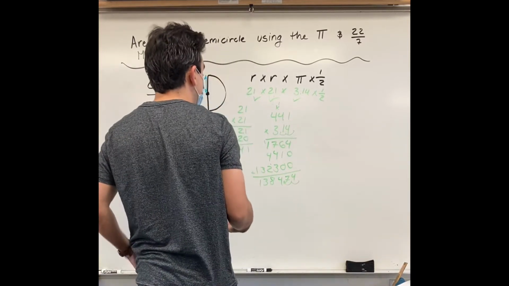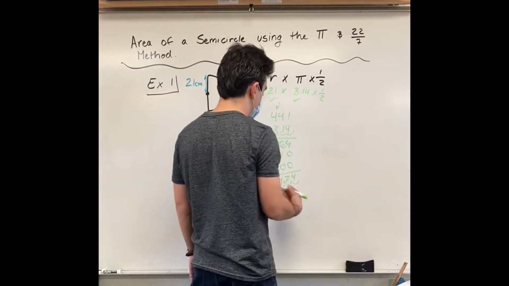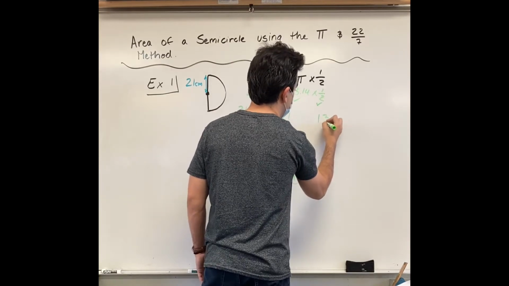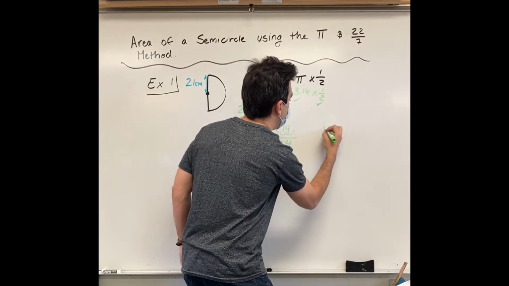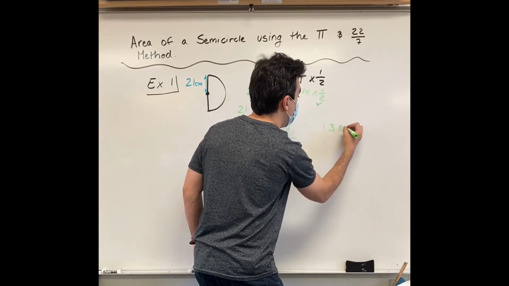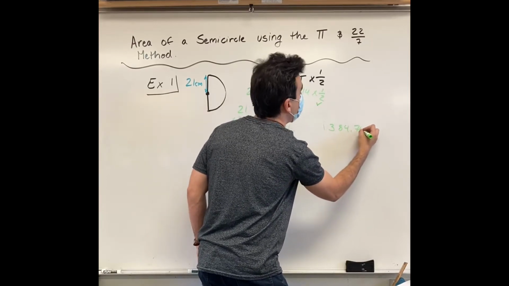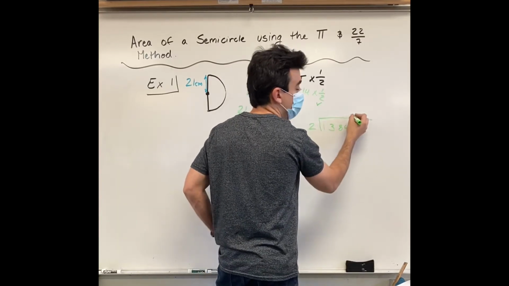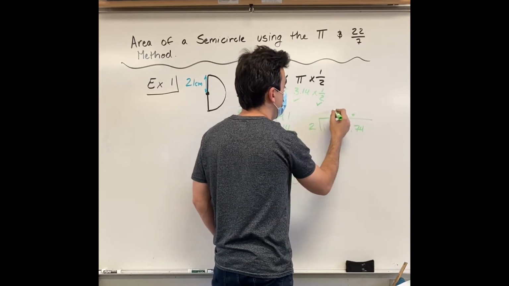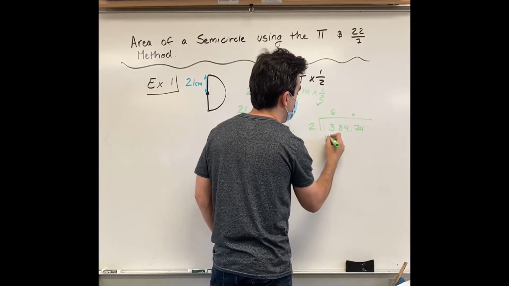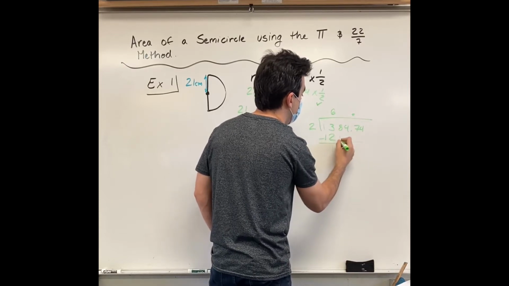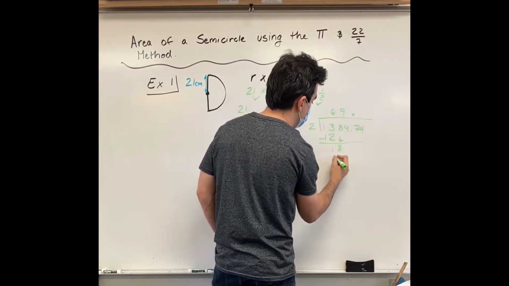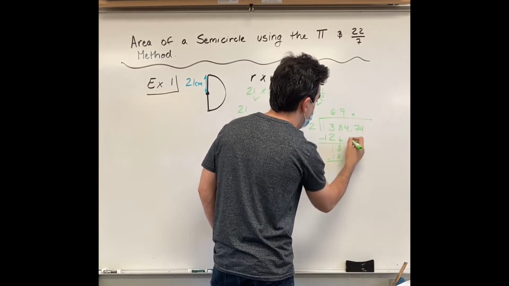And now I have 1,384 and 74 hundredths. However, I need to divide by 2. So I take my 1,384 and 74 hundredths divided by 2. 2 goes into the decimal point first. 2 goes into 13. Good, 6 times. 6 times 2 is 12. Subtract, I get 1. Bring down the 8, 18. 2 goes into 18, 9 times. Very good. Now subtract, I get 0.